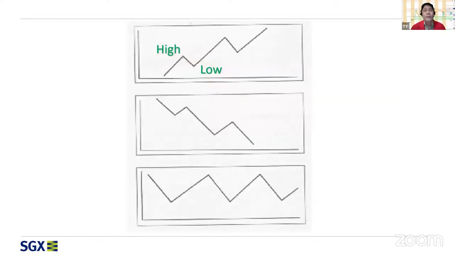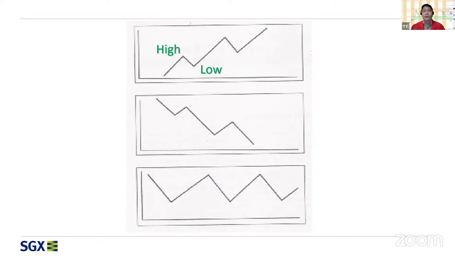So therefore, I'm going to go next into TA to explain some quantifiable ways to identify trend. Now, this is from Dow Theory. If you are keen, you can Google Dow Theory yourself to find out more. Dow Theory itself has six principles. This is the first principle, my favorite. So I borrow it and I teach using Dow Theory to identify trend.